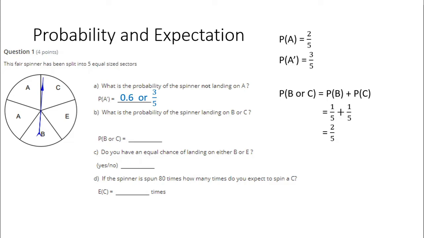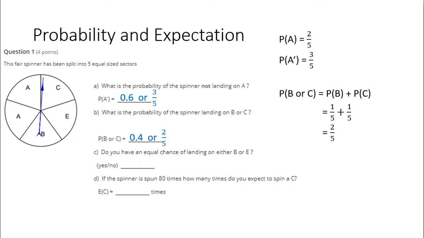Now I realize most of you could probably jump directly to that answer, but it's really good to have that theory in mind for when it's a little bit more difficult. If it's one or the other and they're mutually exclusive, you can add their probabilities together. So 2/5, or as a decimal, that's 0.4.